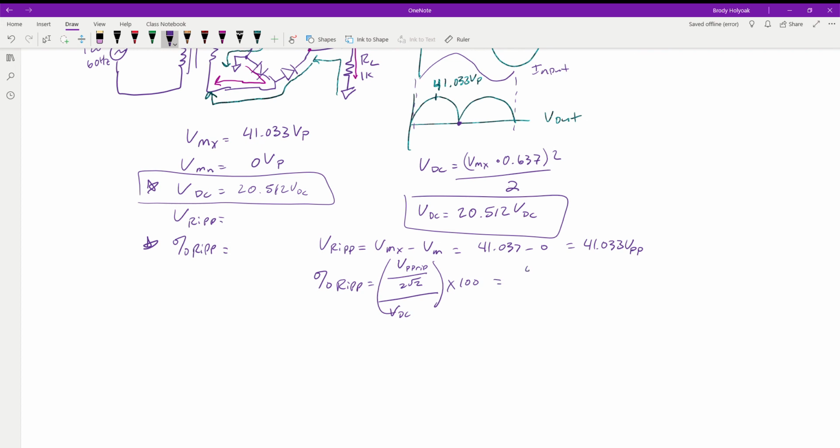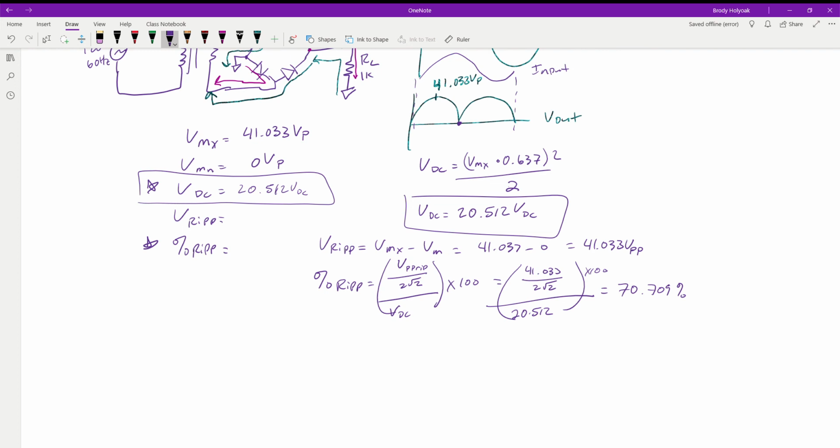So we take the 41.033, divide that by 2 root 2, and then divide that whole thing by the 20.512, multiply it by 100, and that comes out to be 70.709%. So like I said, it's still slightly more ripple, but it's better as far as our output voltage. We can get it up higher versus the half wave.